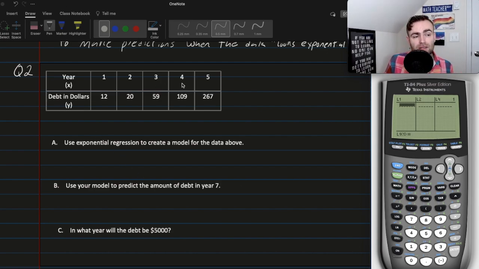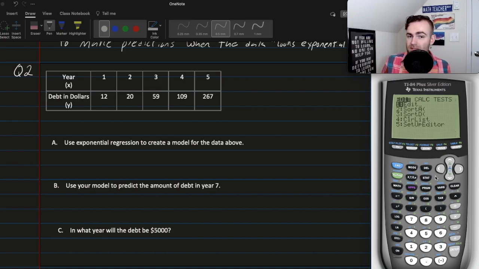What we're going to do is put our x's in for list 1 and our y's in for list 2 like we did before. And then we can quit. So second mode quits us out. So now we want to check that our calculator is giving us all of our statistics information. So we're going to hit mode, and we want to go down, and we want stat diagnostics to be on.